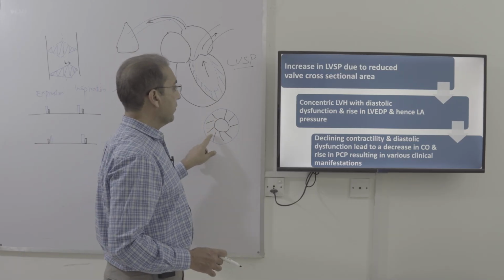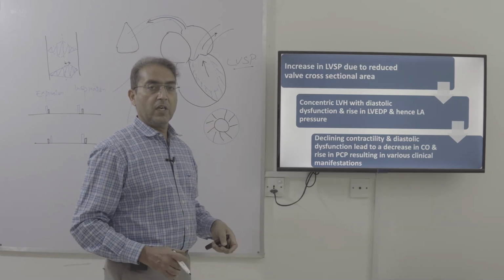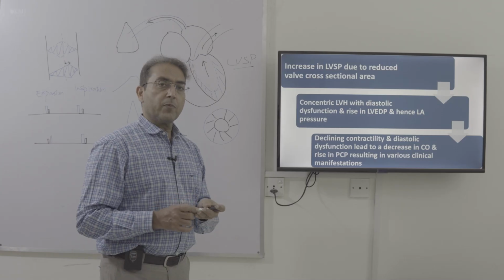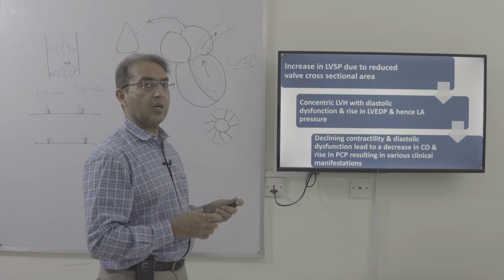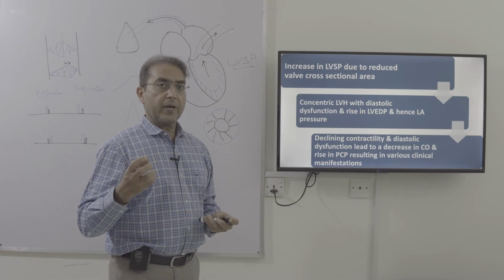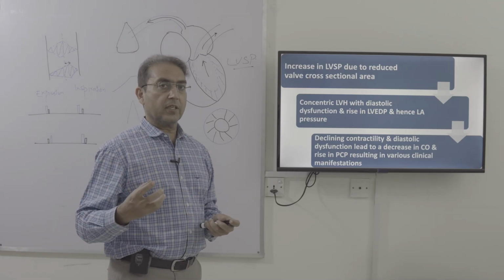Now, what is the consequence of this left ventricular hypertrophy? You see, when the muscle hypertrophies, it becomes stiff. The contraction of the heart is energy dependent, as well as relaxation is energy dependent.